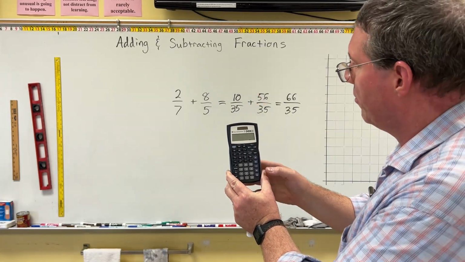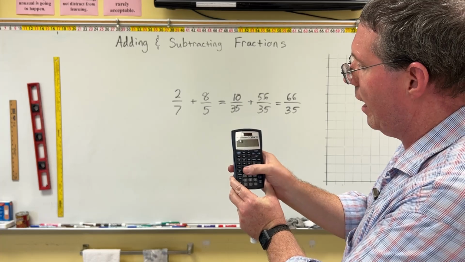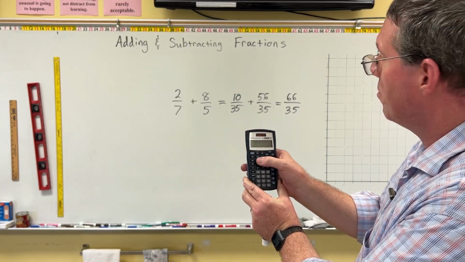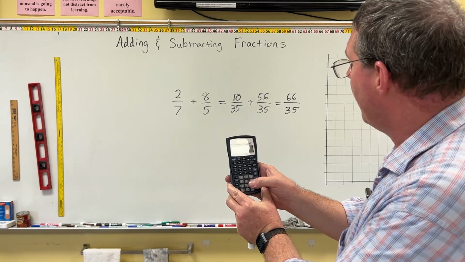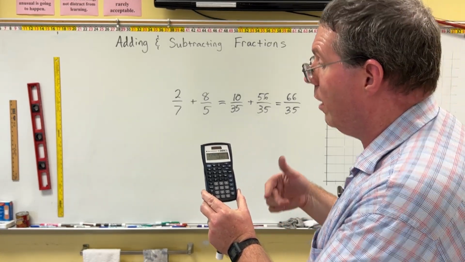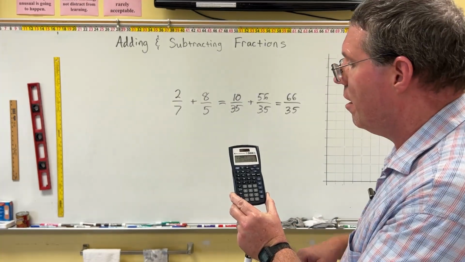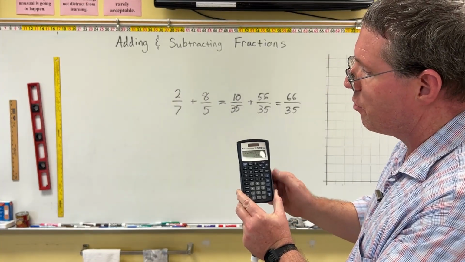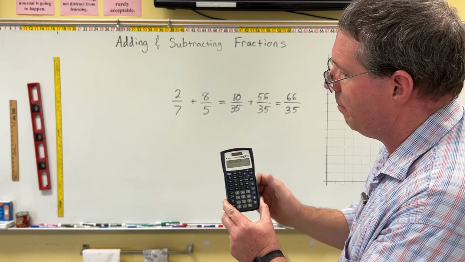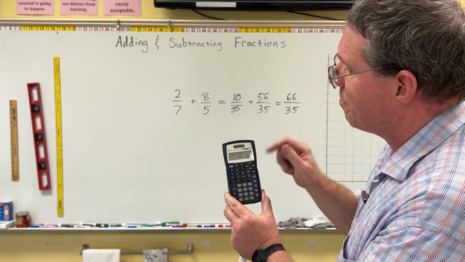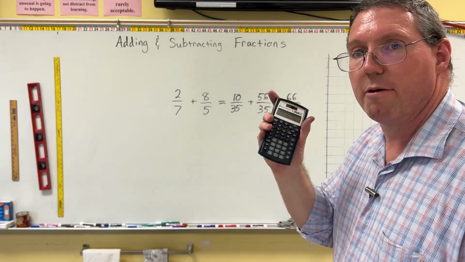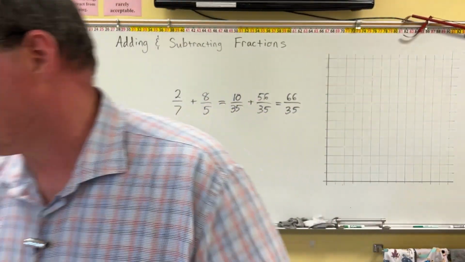And what I'm going to do is type in 2/7 plus 8/5. And what it's ultimately going to give me is a mixed number, 1 and 31/35. But I don't want it as a mixed number, so what I'm going to do is press the 2nd button and the slash button one more time and press enter, and now it gives me 66/35. So these calculators can help you to add your fractions for you.